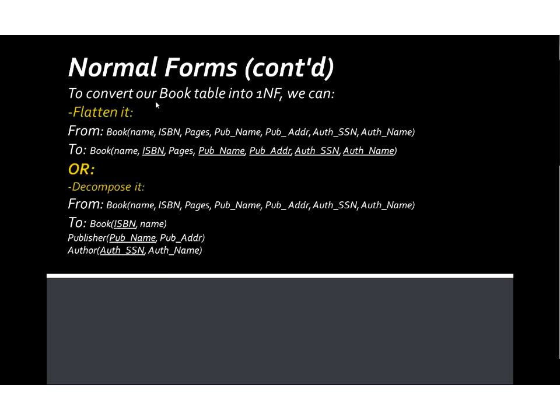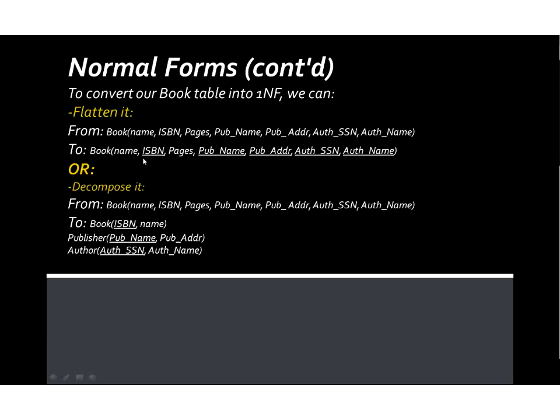Here's the example right here. We can flatten it. So here's all of our garbage inside with no primary key, and we can make it just a book table. We'll say ISBN is our ideal primary key for book, and then everything else that repeats, I said these four attributes, will be part of the key.